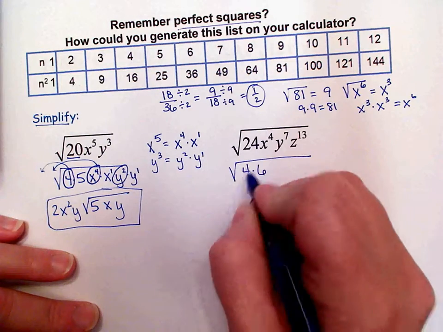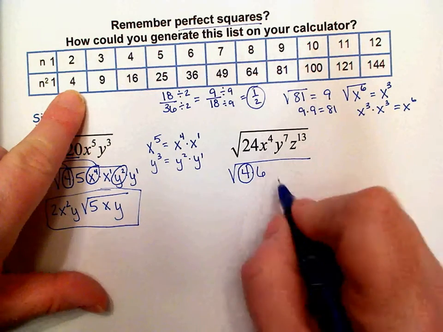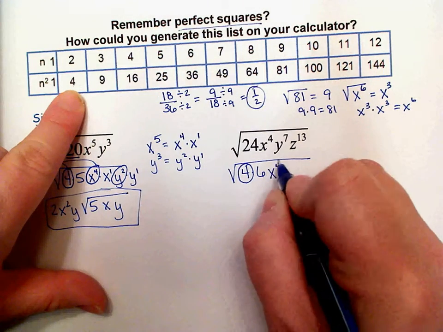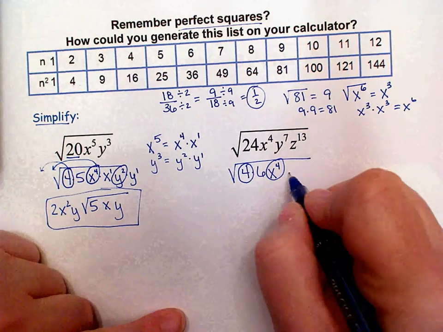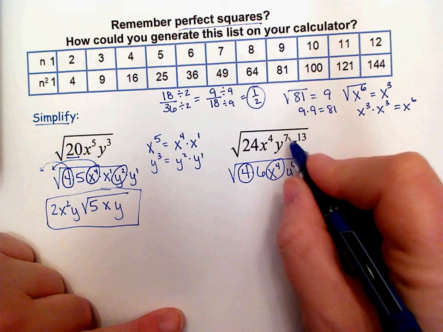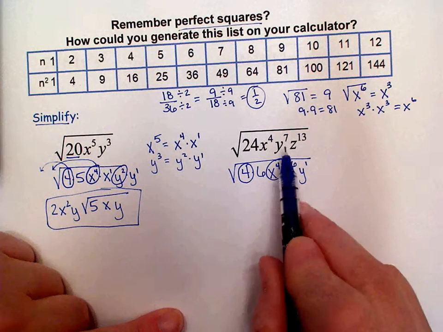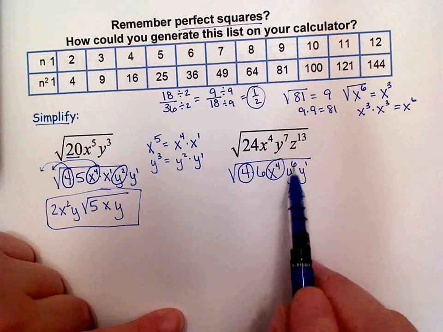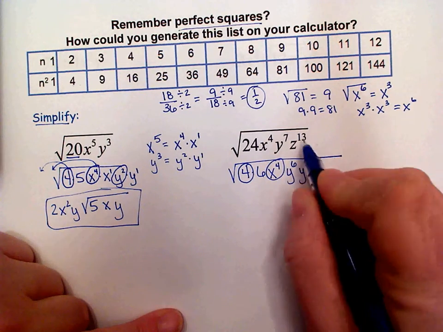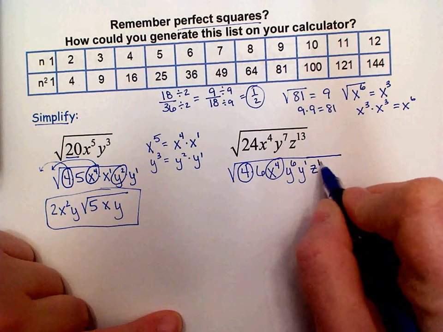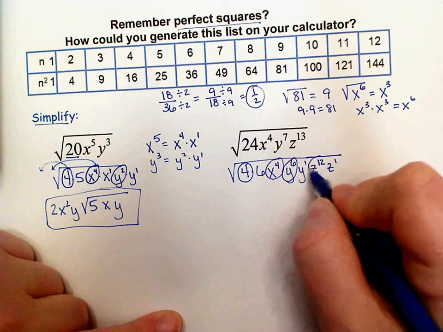I'm going to circle the 4 because it's a perfect square. The x to the 4th already has an even exponent, so it is already a perfect square. The y to the 7th, 7 is odd, so I'm going to rewrite that as y to the 6th because that's the even number right below 7, but don't forget your y to the first power so that it's still equivalent to a y to the 7th. Y to the 6th times y to the 1st is the same thing as y to the 7th. Same thing with the z to the 13th, since that's odd, I'm going to rewrite that as z to the 12th times z to the 1st. The even exponents are the ones that are the perfect squares.